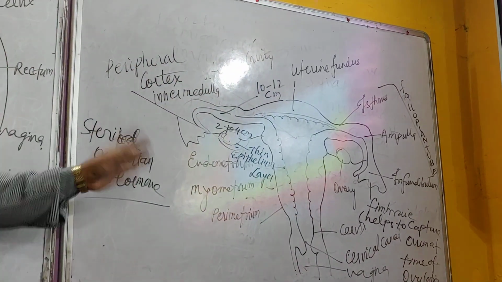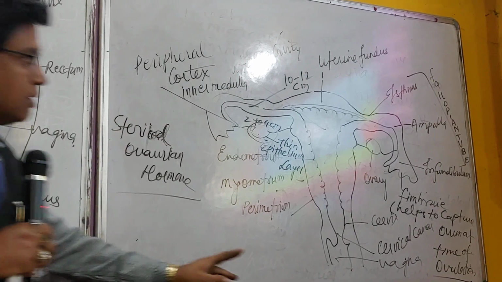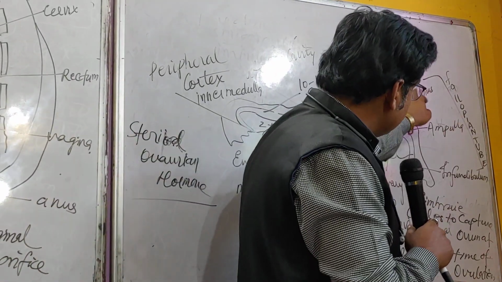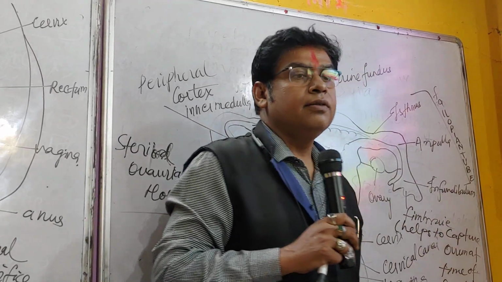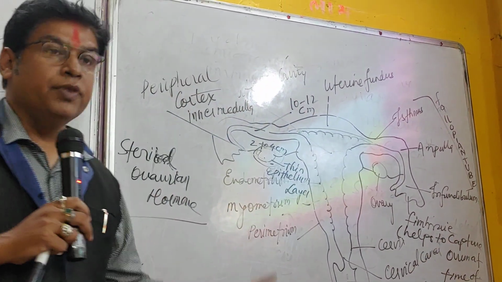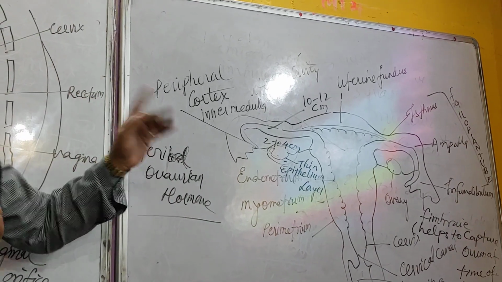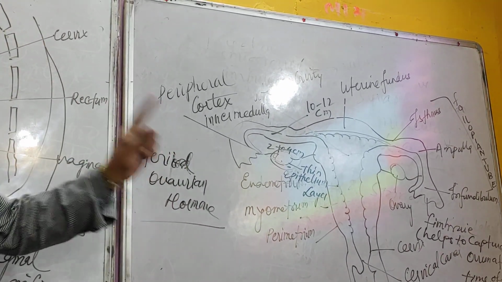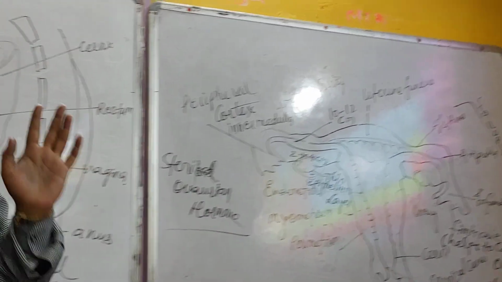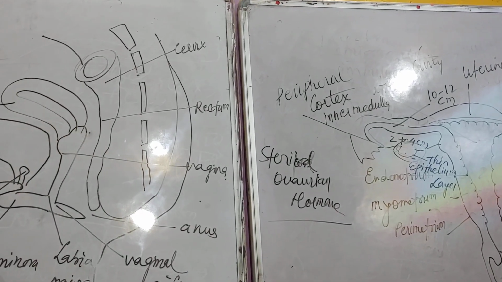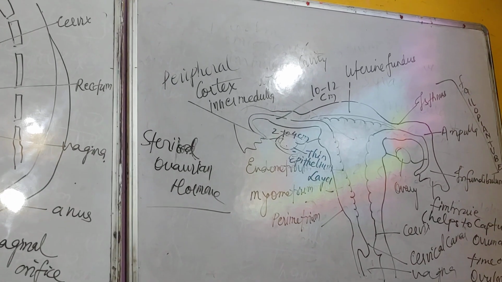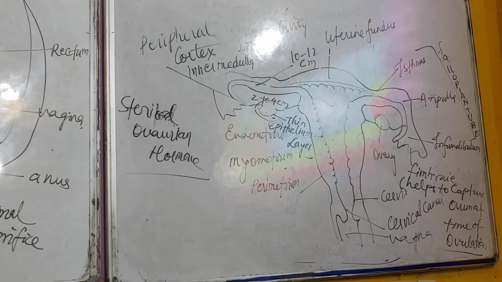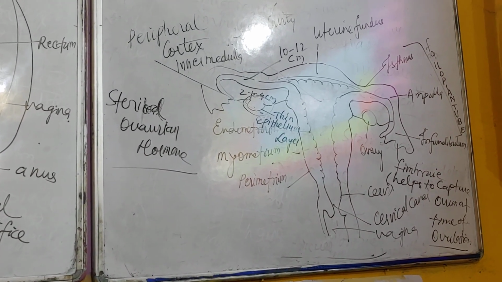We will go a little further after this. You can see all these three parts, isthmus, ampulla and infundibulum, are commonly called the fallopian tube or oviduct. I repeat, all these three parts, which ones? Isthmus, ampulla and infundibulum are commonly called the fallopian tube, as I told you. Clear, right? Now we will talk about the uterus.